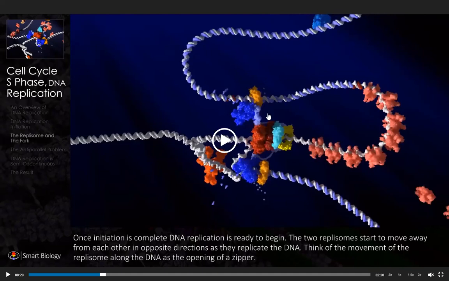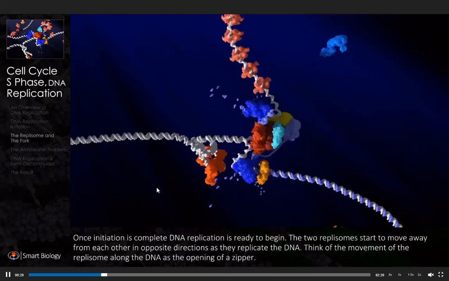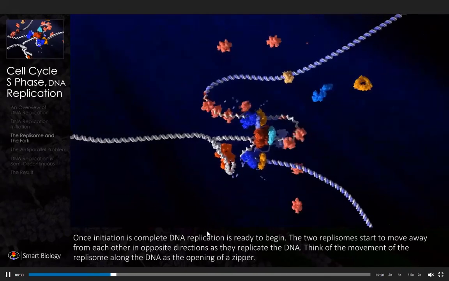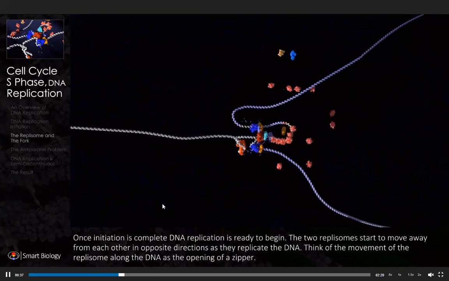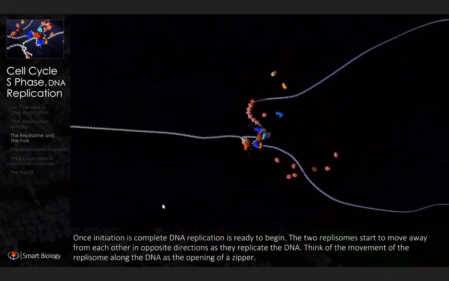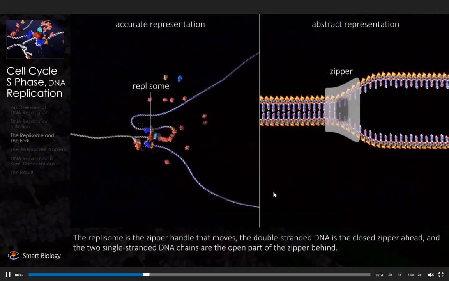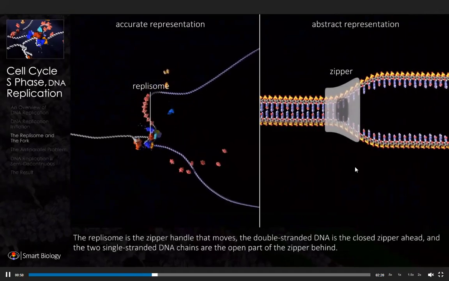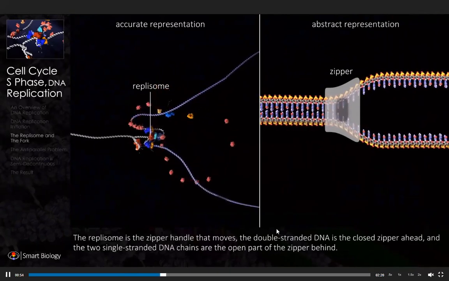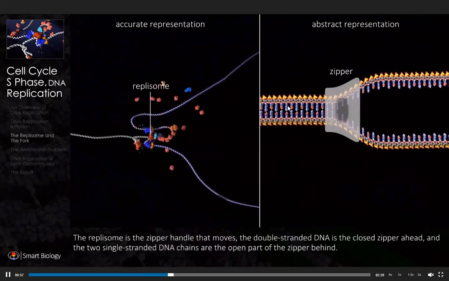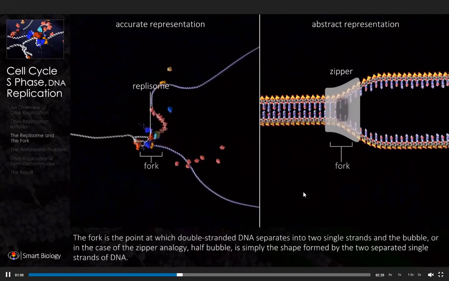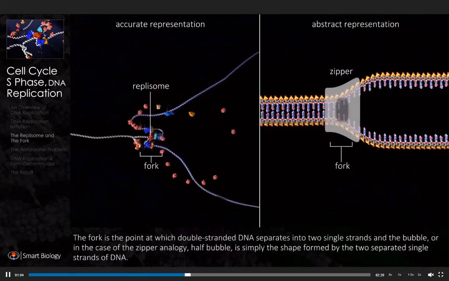But here you can see the replisome, you can see the single strand DNA binding proteins, which are going to keep the single strand apart. It will prevent re-annealing. So this is like a zipper that is opening. The replisome in the zipper is the zipper handle that moves, and the double-stranded DNA is the closed part of the zipper, and the single-stranded DNAs are the new strands that are being synthesized.